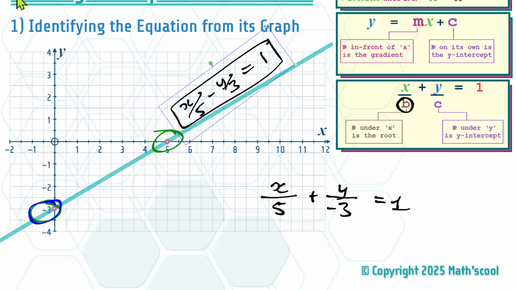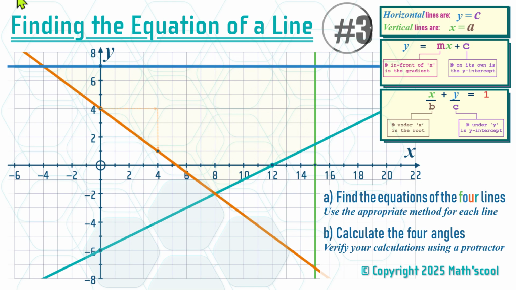Okay, so that's the equation of that line. Okay, so this is your question 3. There are 4 lines and you have to find the equation of them. And I can see that they've helped you out with this, the cyan coloured line. They've highlighted 2 points on there. And with the orange coloured line, they've highlighted 2 points on there. So making it as easy as possible for you.